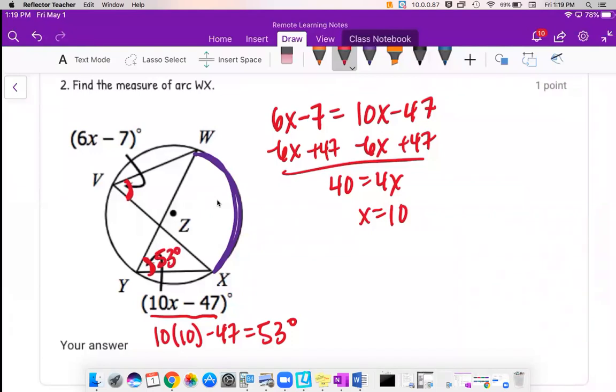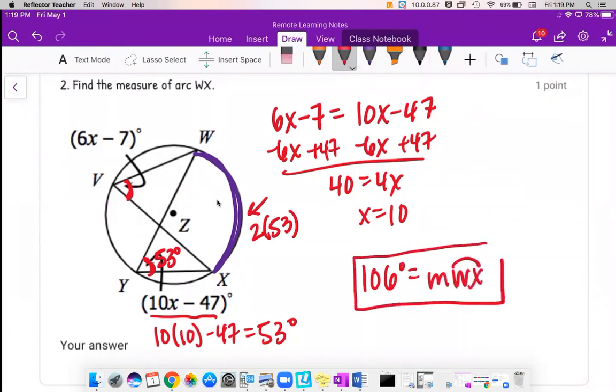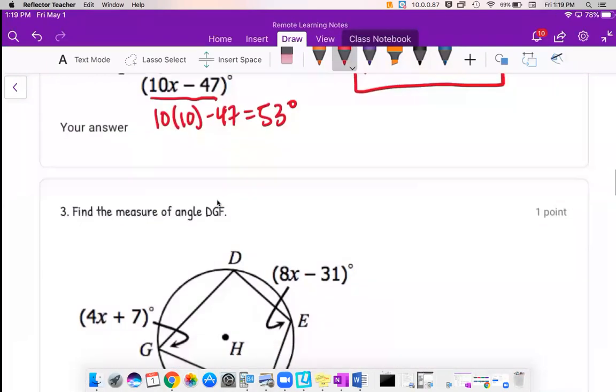And remember, the inscribed angle is half of the arc. So to get this arc, you're just going to do 2 times 53, and you'll get that your arc is 106 degrees. So the measure of arc WX is 106 degrees. So hopefully that's what you guys have put in.